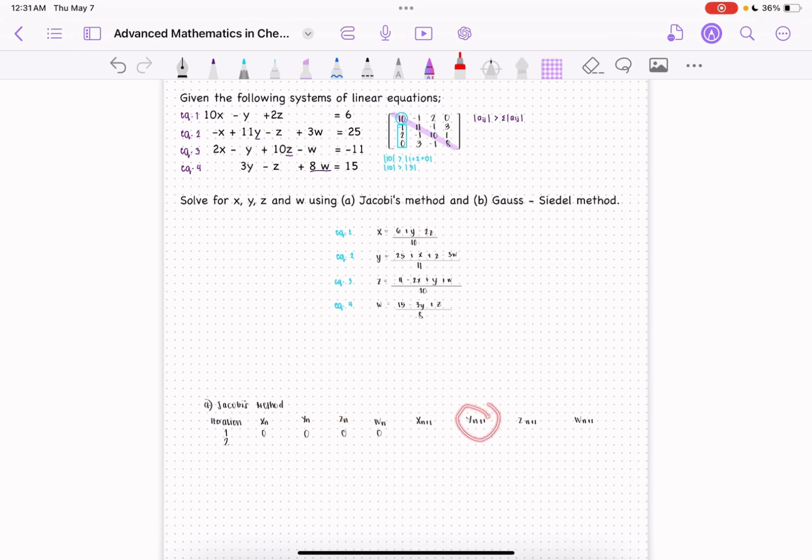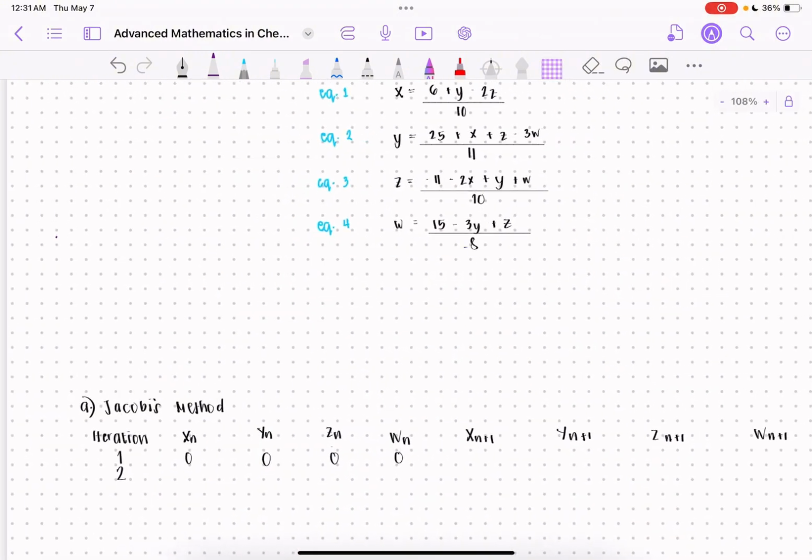Then for y sub n plus 1, we would use the second equation, and again plug in the values of x and z and w, which is 0, 0, 0, 0. The same goes with z and our w right here. Now let's solve for our first iteration.